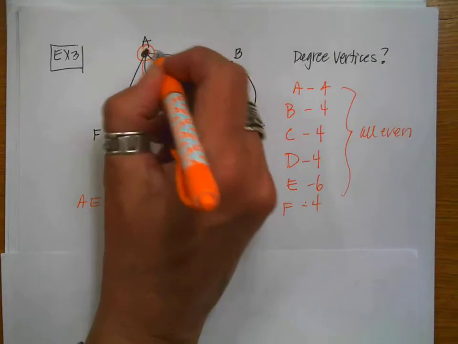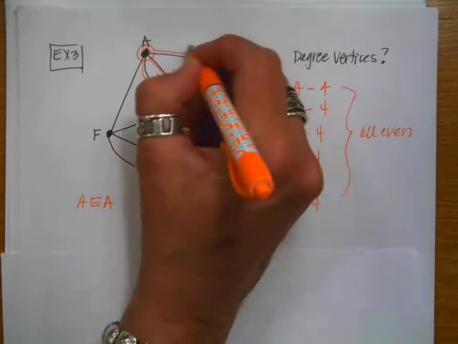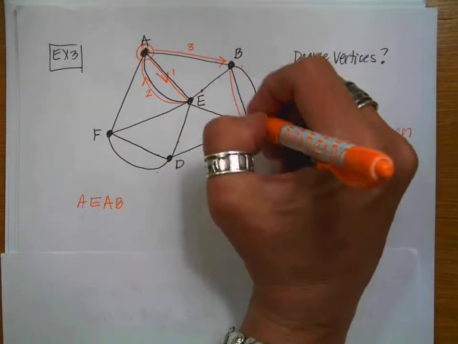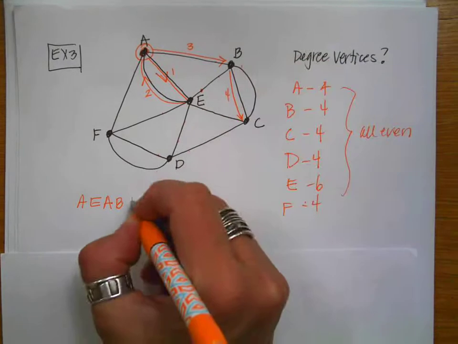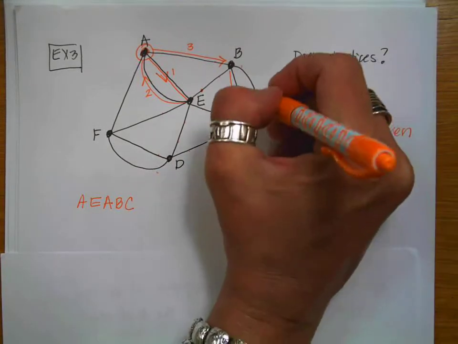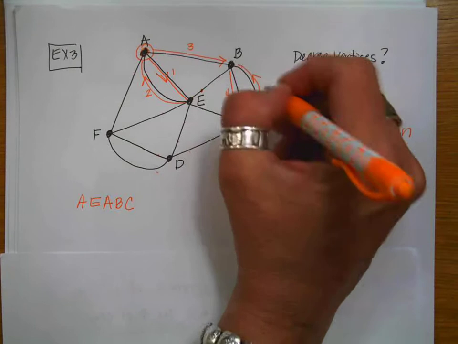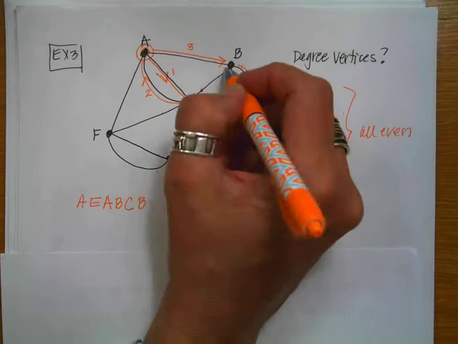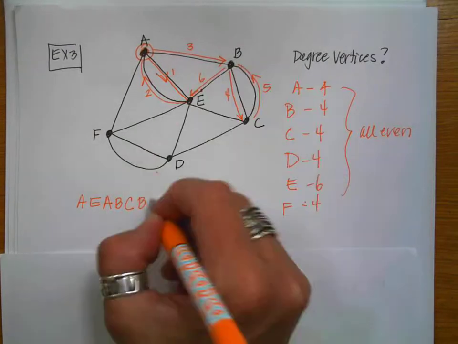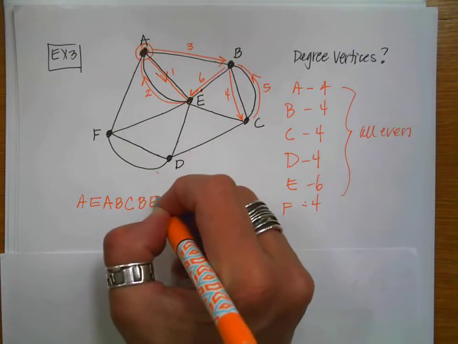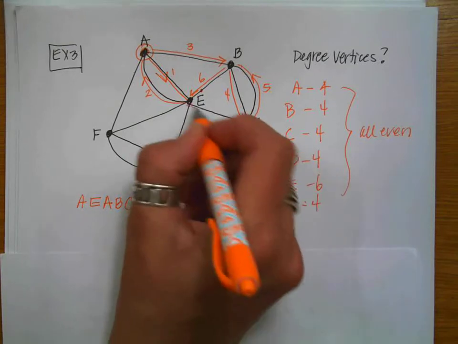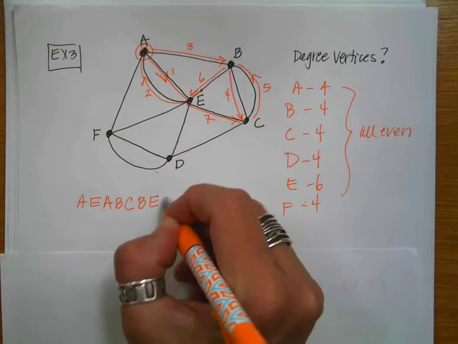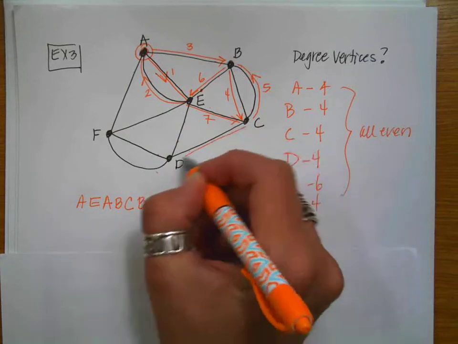So I'm going to go back to A, and then for 3, I'm going to come over here and write B. And then for number 4, I'm going to go to C. And then for 5, I'm going to go back to B. Remember the goal is to hit every edge once and only once. And then I'm going to go this way. Here is 6 and E. My next one, I'm going to come here, and this is 7. So I went to C.